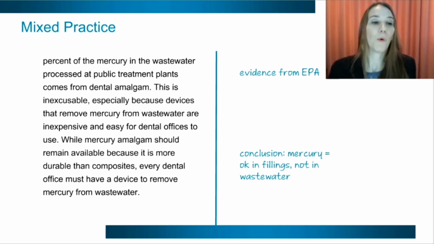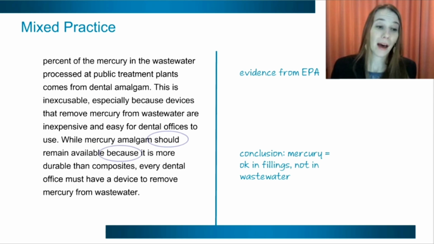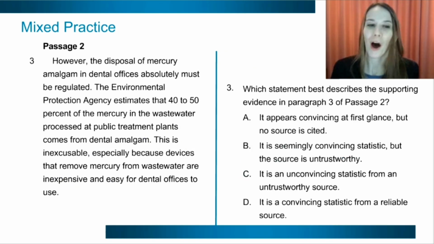Now the author elaborates on this a little bit, and there's that word again. Okay, mercury amalgam should remain available because, here's the reason, but every dental office must have a way to remove this. So this is the author's conclusion. Mercury amalgam, it's safe. Keep it. Here's the reason it's good, more durable than these others, but the environmental problems are real, so every dental office should have a way to address that. All right, on to some questions that just ask you about passage 2, following that strategy for strategic reading.